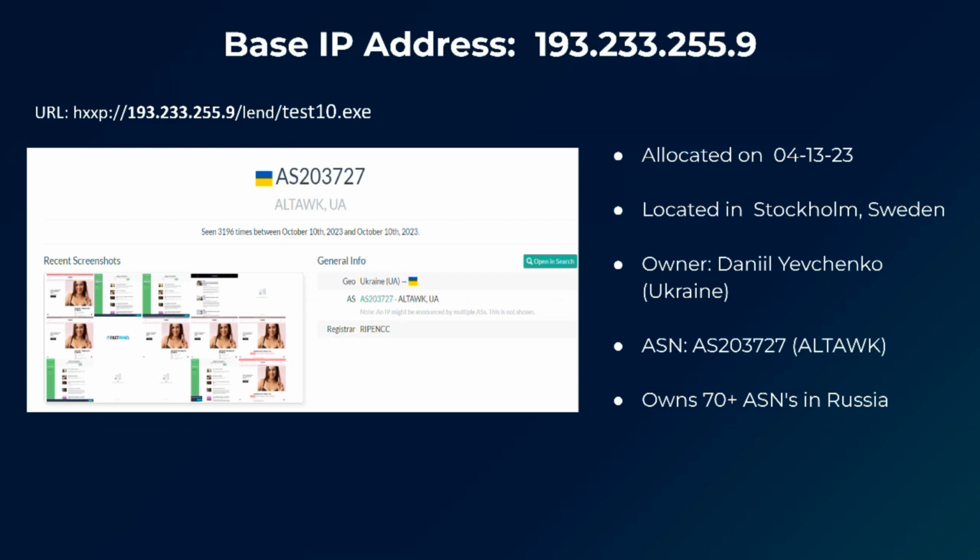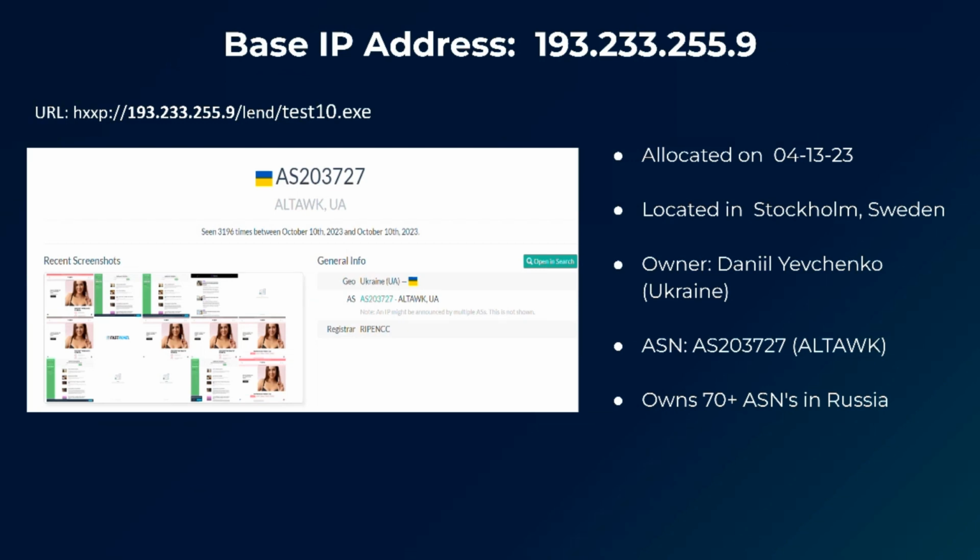The base IP address shown on the screen is a part of a wider range of 256 IP addresses. It has been flagged by security vendors on Virus Total as malicious, and also observed in a command and control panel for the Amadey malware. According to the Whois domain tool, the URL and associated IP address was created on April 13, 2023, and last modified on April 18th, just 5 days later. This domain is registered to a location in Stockholm, Sweden, while the controlling organization's location is in the Ukraine.